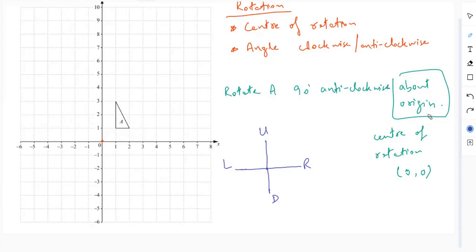It will go to L, right? So up will go to left, right? अच्छा, what about the left? Left anti-clockwise rotate होके कहां चला जाएगा? Down पे चला जाएगा, okay. अच्छा, down कहां चला जाएगा? Right पे चला जाएगा. Right कहां चला जाएगा? Up पे चला जाएगा, okay. Now we can use this concept here on our figure.